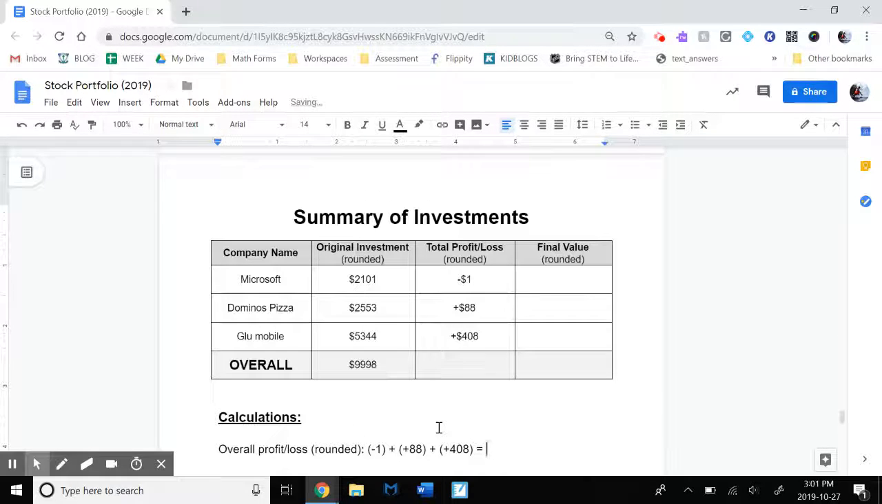And so overall, what did they gain? Well, overall they gained $496, and they lost $1. And so overall, that equals a gain of $495. And that's the value that's going to go here.